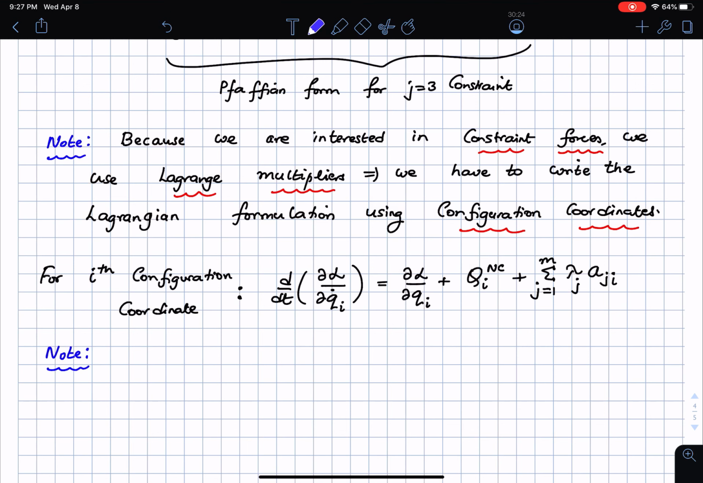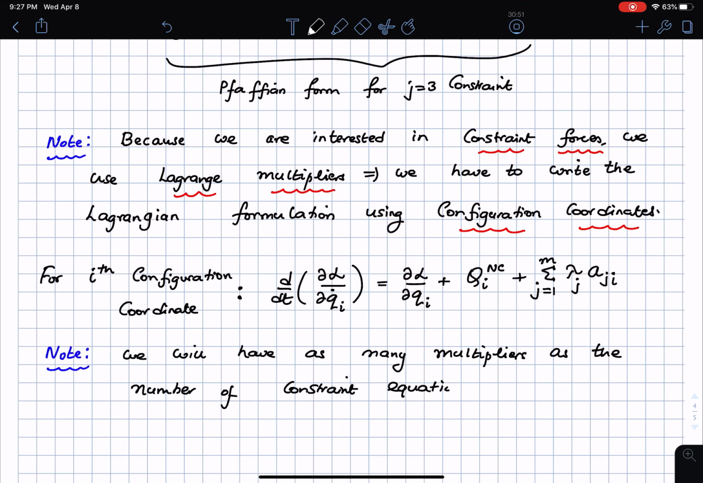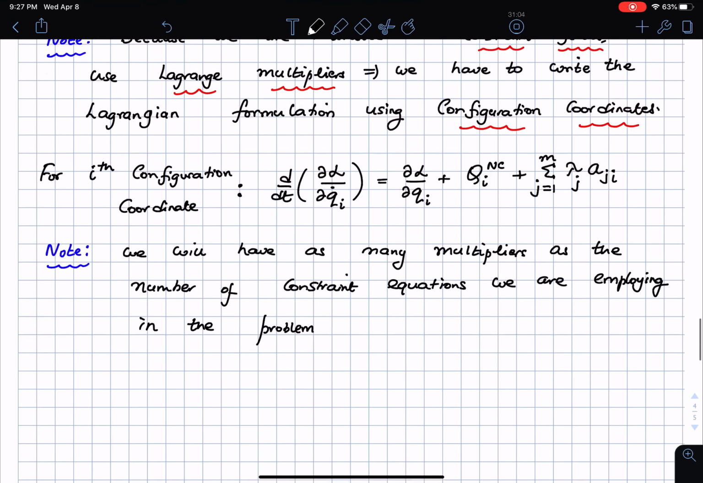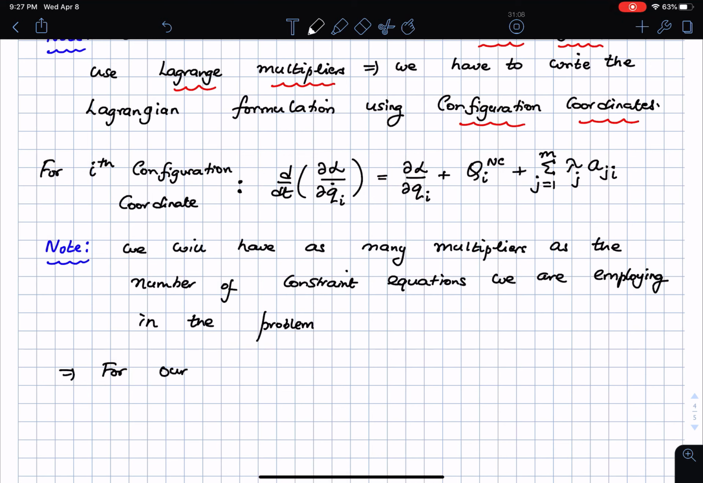Another note is that we're going to have as many multipliers as the number of constraint equations that we are employing in the problem. Which means that for our problem, we will have 3 multipliers. Okay, that's something to keep a note of.